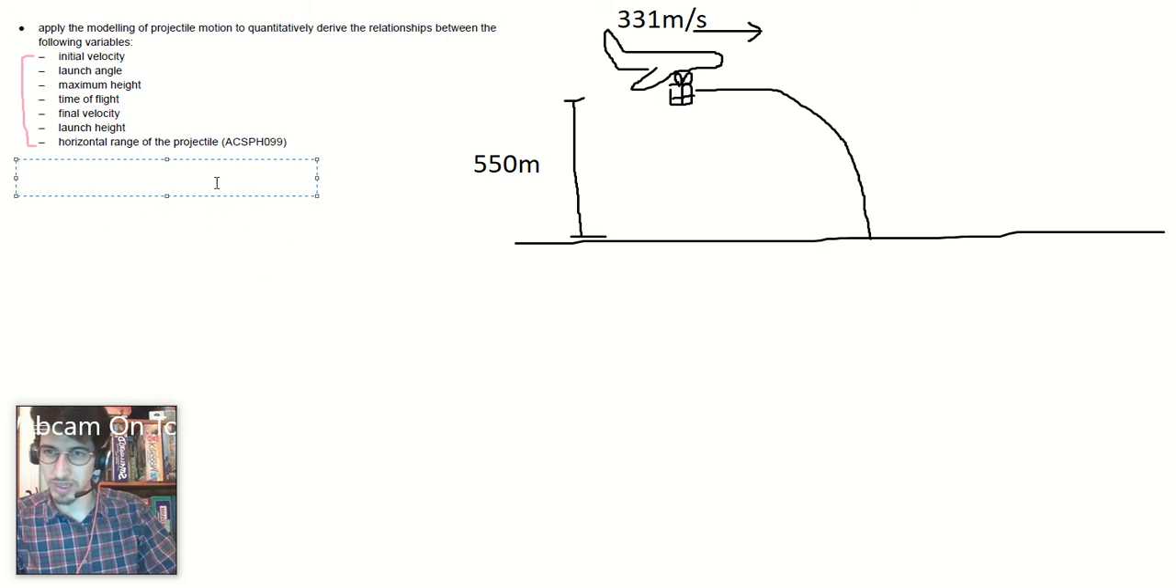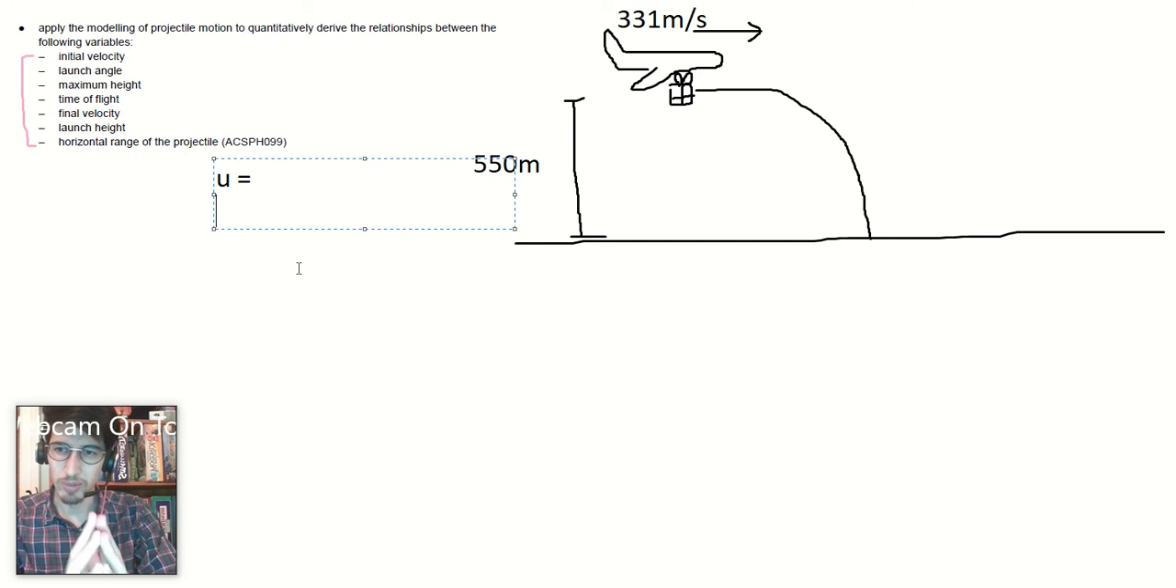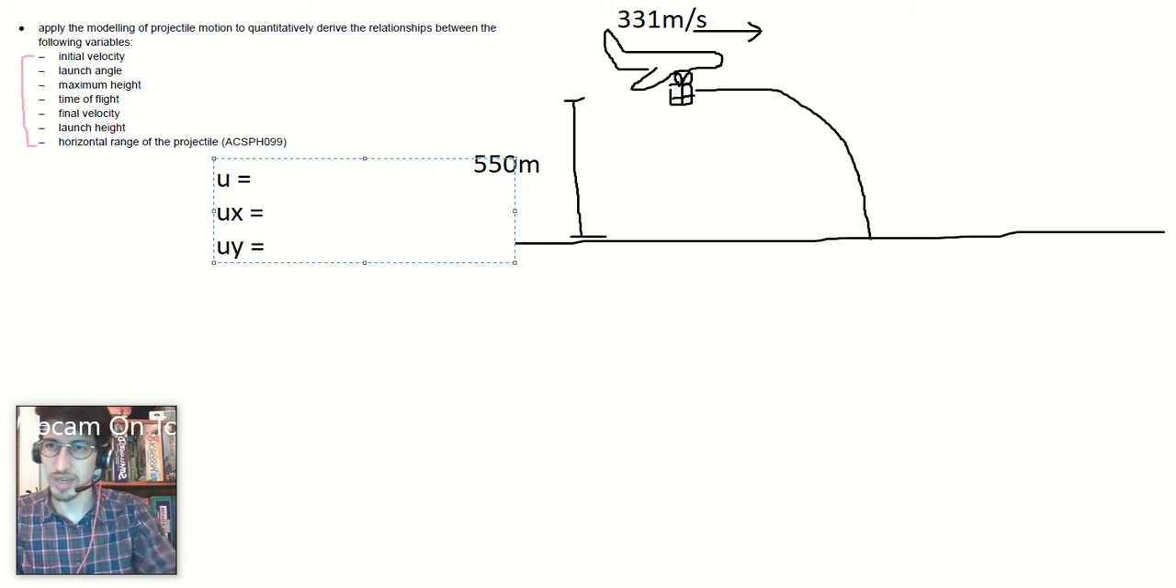So here we go. I'll write this in right here. Okay, so first of all, we want the initial velocity. The initial velocity is u. However, as we discussed in the last video, we need to be able to split it up into its components. So we need to know what ux is, the horizontal component of u, and also what uy is. Okay, so that is all for initial velocity.